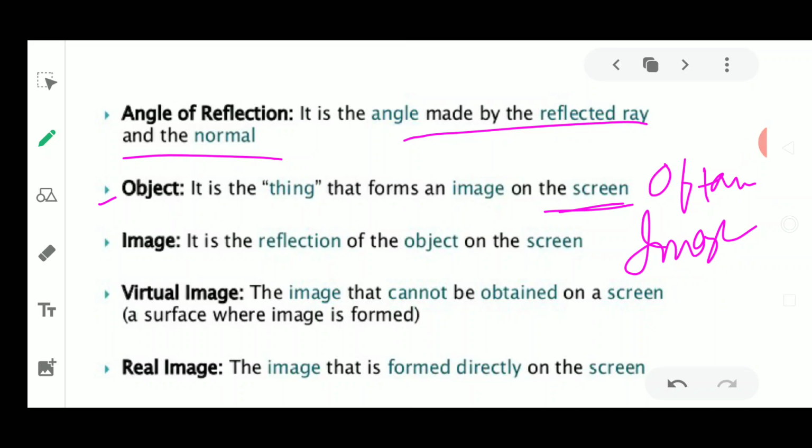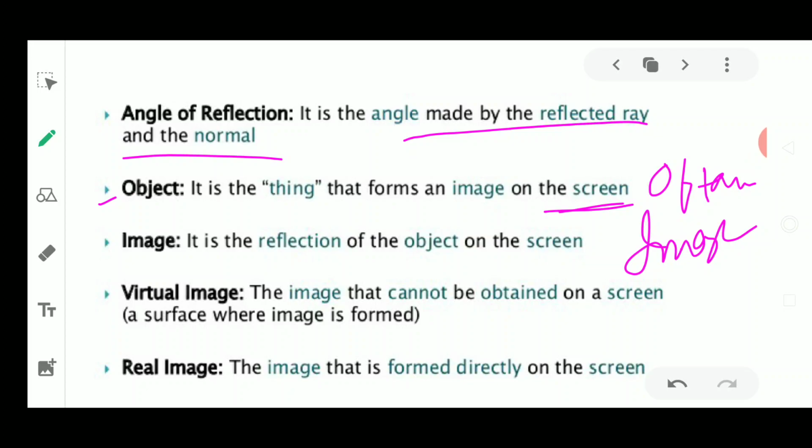Now an object means a thing for which the image is going to be made. For example, if light is falling on the table, here the table is the object. The object means the thing for which the image has to be formed. You see your face in your mirror, so you are the object because of which your image is being made. So the image is made after reflection.